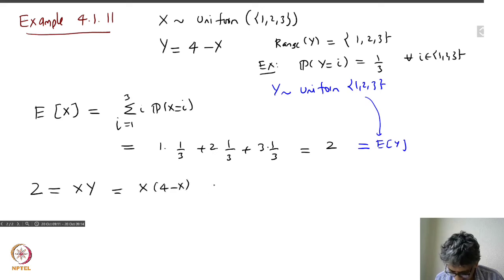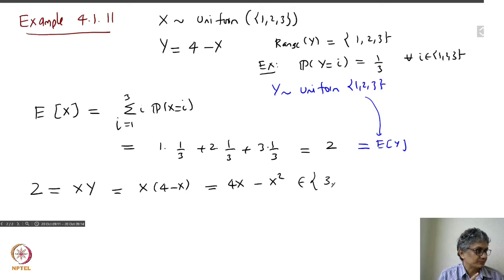Sorry, and that's the same as 4x minus x squared. And so this you can easily check. If x is 1, this is 4 minus 1, which is 3. If x is 2, it's 4 times 2 is 8, minus 4 is just 4. And if x is 3, it's 12 minus 9, which is 3 again. So this is all it can take, 3 and 4.